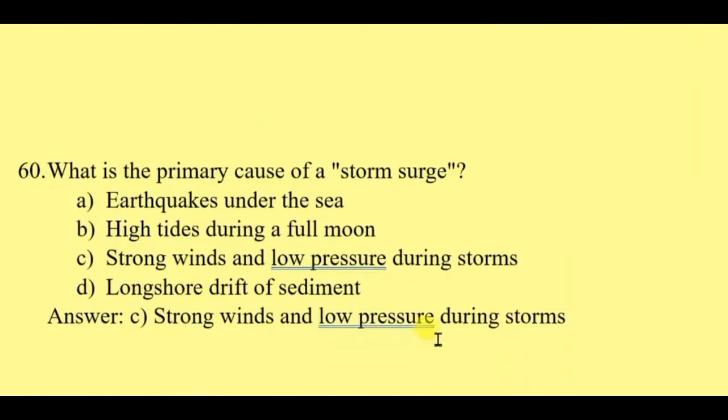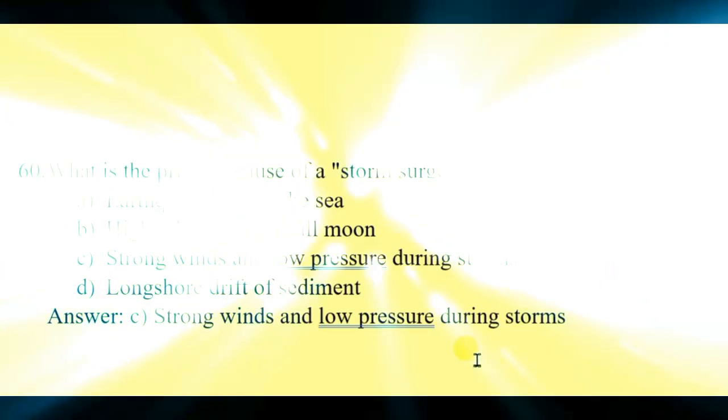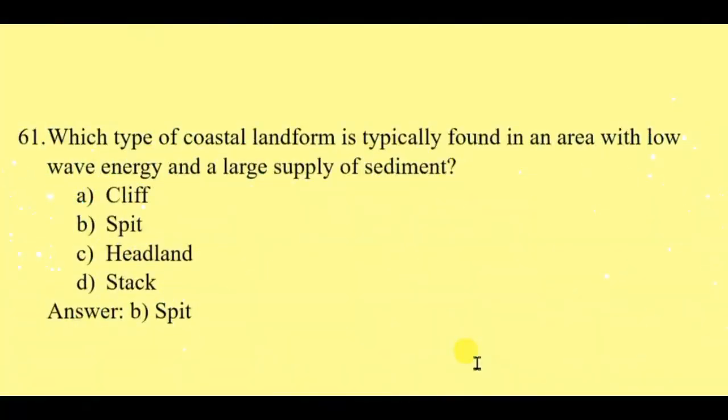Question 60. What is the primary cause of a storm surge? Earthquakes under the sea, high tides during a full moon, strong winds and low pressure during storms, longshore drift of sediment. Strong winds and low pressure during the storms. It's called storm surge.